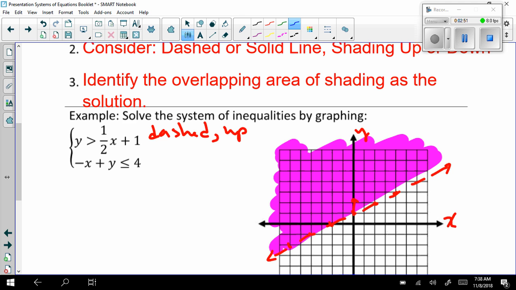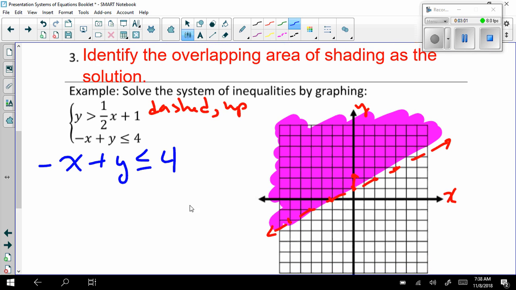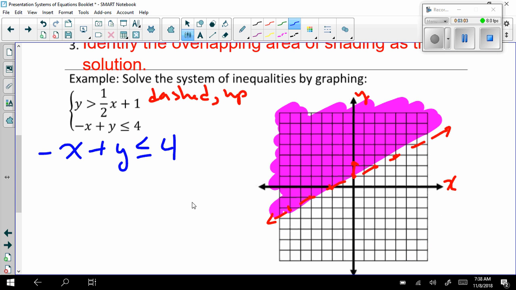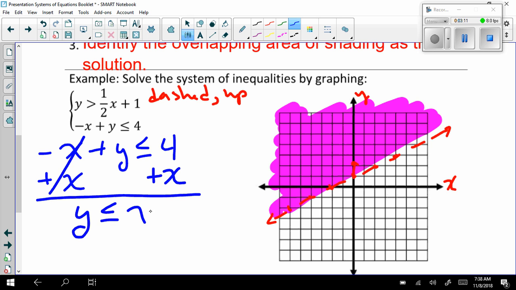Okay, let's take a look at our second one. Our second one is in standard form, which we could just simply find our intercepts and go from there, but the shading gets a little more complicated doing that. So let's solve for y. This one's easy to solve anyway. All I have to do is add the x to both sides. I did not multiply or divide by a negative, so I don't need to change my inequality. I'm now in slope-intercept form. I've got the or equal to, so it's going to be a solid line, and it's less than, so it's going to be shaded down.